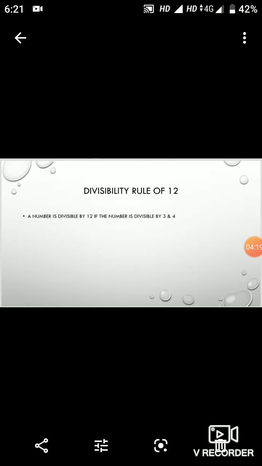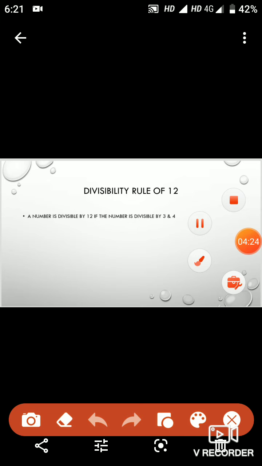Now next is our divisibility rule of 12. It's very simple. The divisibility rule of 12 says that if you want to test whether any number is divisible by 12, first you need to check whether that number is divisible by 3 and 4. If that number is divisible by 3 and 4, then the number will be divisible by 12. Let's take an example.